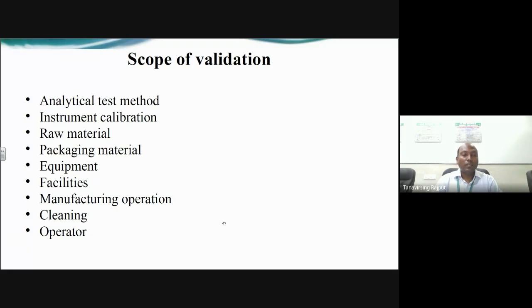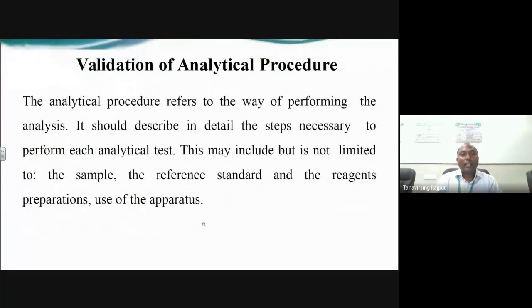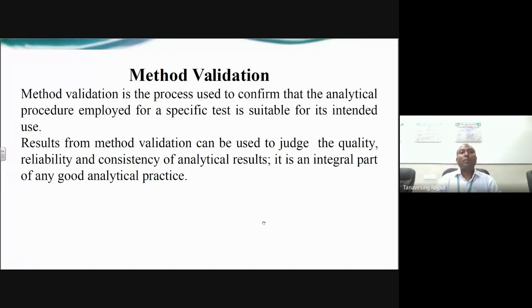If we are recruiting an operator for operating a particular equipment, then we have to check their skill as well as qualification as per our validation. The next one is validation of analytical procedure. What do we mean by analytical procedure? Analytical procedure is nothing but the step-by-step necessary steps in order to perform the analysis. Next is method validation. What do we mean by method validation? Method validation is a particular process, or the analytical procedure, used for the specific testing of the dosage form.